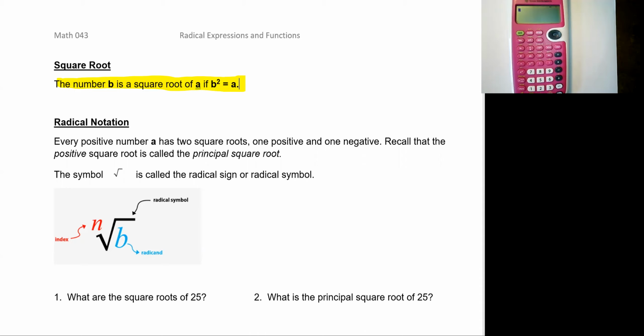Radical notation. Every positive number a has two square roots, one positive and one negative. Recall that the positive square root is called the principal square root. The symbol is called the radical sign or radical symbol. And you can see in the picture, the red is the index, the black is the radical symbol, and the blue is the radicand.